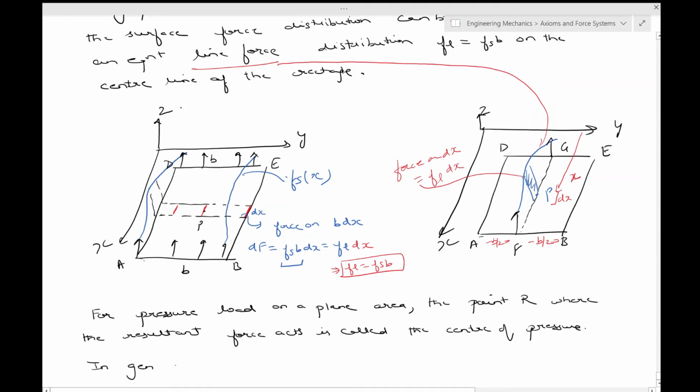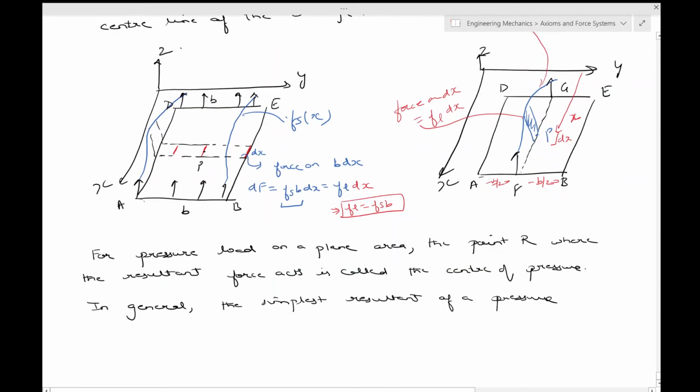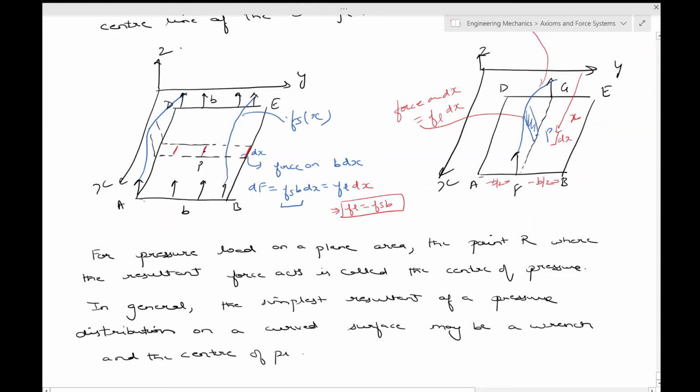In general, the simplest resultant of a pressure distribution on a curved surface may be a wrench. We have already seen this. Center of pressure may not exist. Revise from earlier.